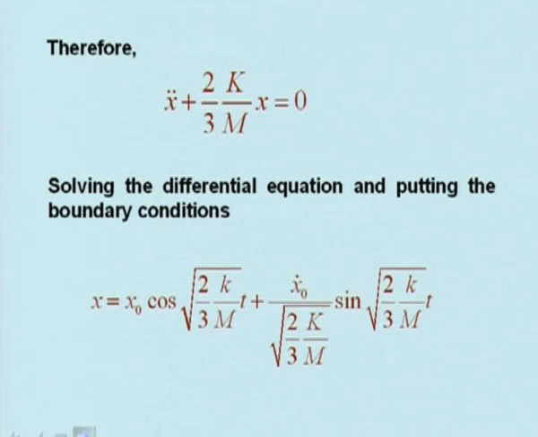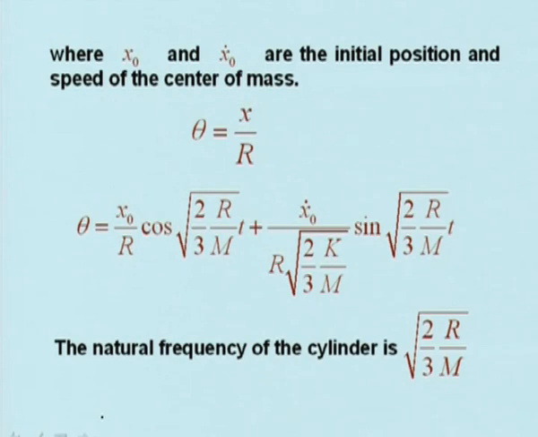Now this differential equation can be solved. Solving it, omega n will be naturally the square root of 2 by 3 k by m, and x of t is x0 cos of root 2 by 3 k by m t plus x dot 0 over root 2 by 3 k by m times sin of root 2 by 3 k by m t. The t is outside the square root sign. x0 and x dot 0 are the initial position and speed of the center of the mass.